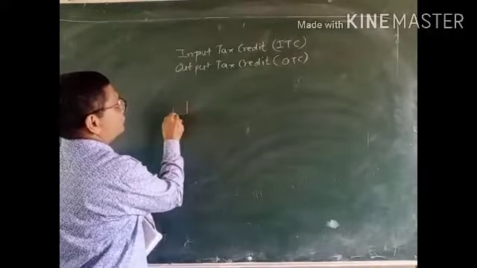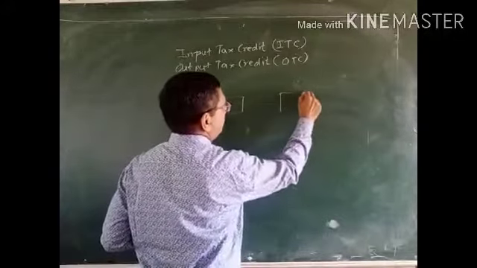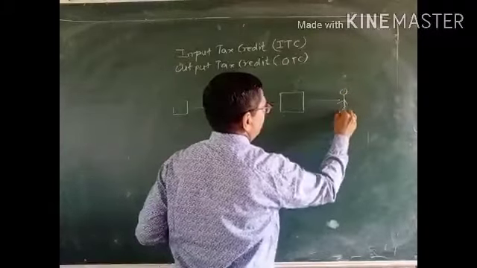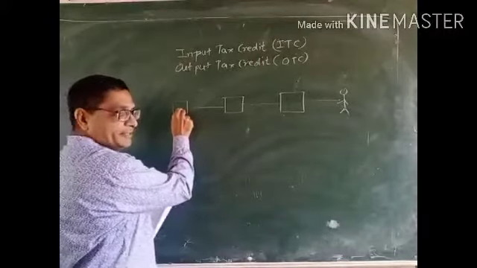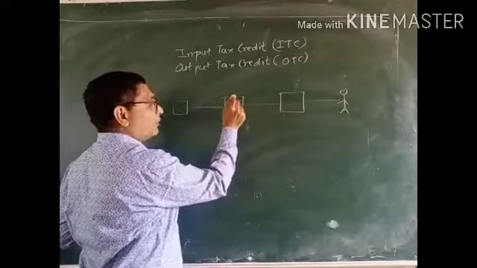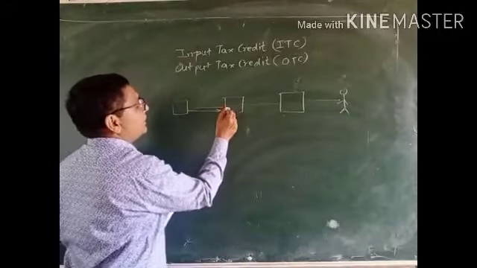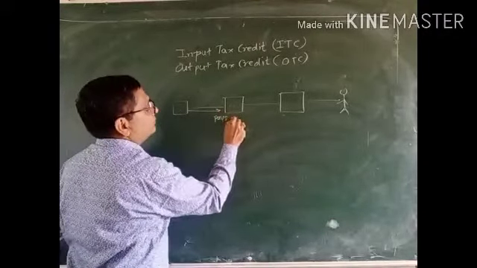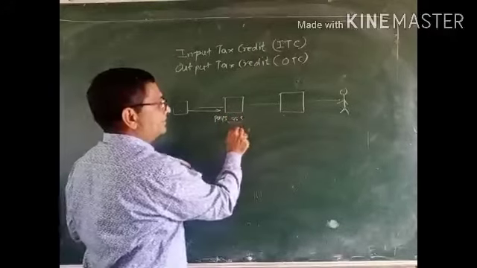Now again see the concept of GST, ITC and OTC. Here is production company. Here is first wholesaler, here is second retailer or wholesaler, and here is customer. See, when the goods are produced here, they are sold to this person or this agency. While buying, this agency pays GST. This GST is called ITC.